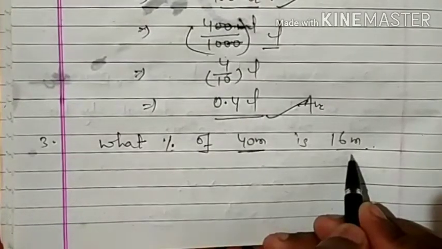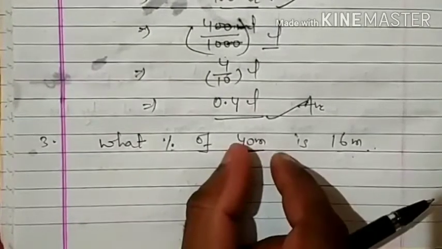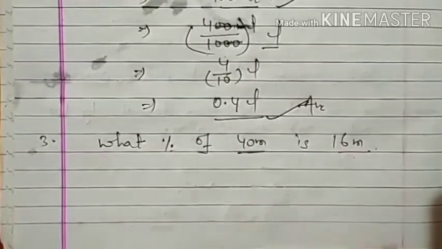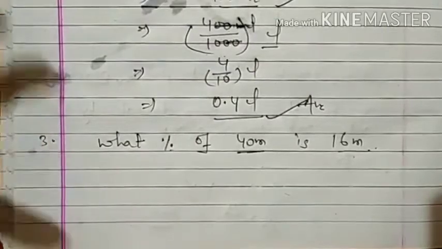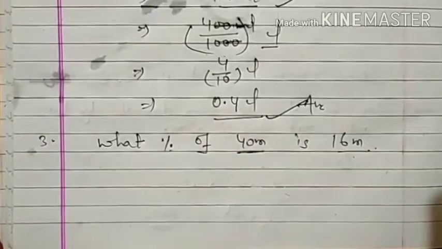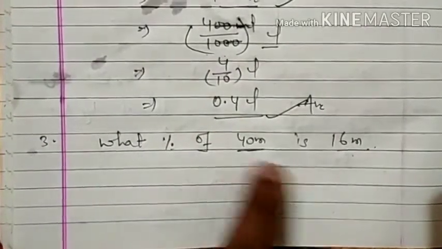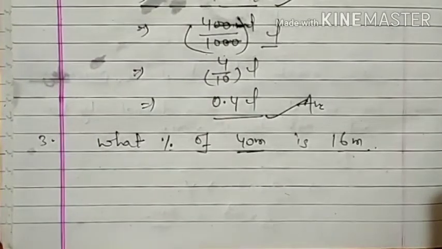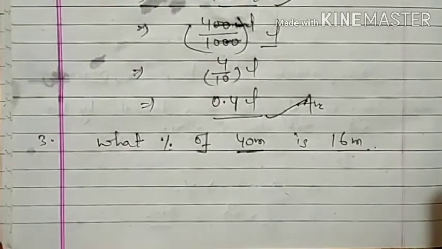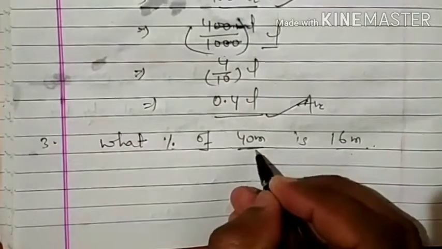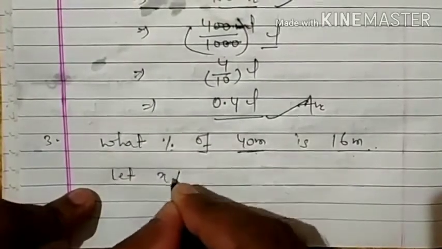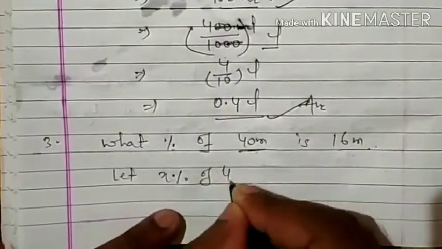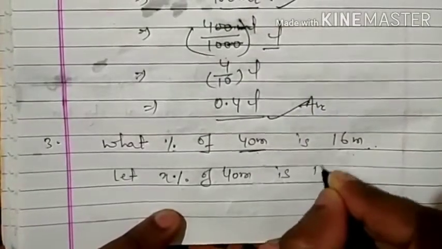डेफिनेटली कम होगा. अगर 100 होता तो 40 होता, 100 नहीं है, 16 है, तो डेफिनेटली 100 से कम होगा. अगर पूछता कि 42 कितना है या 45 या 50 कितना है, दैट वुड बी मोर. But it is asking what percent of 40 meter is 16 meter, so definitely it will be less than 100. So what can we write? What percent of 40 meter? I don't know. So let x percent of 40 meter is 16 meter.